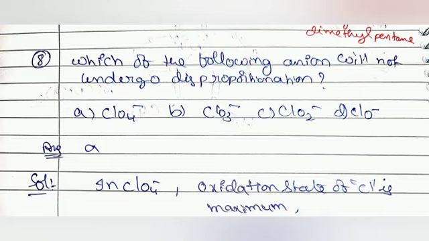Again a basic question. Which of the following anions will not undergo disproportionation reaction? Disproportionation means the one which can undergo both oxidation and reduction. Here if we look at the oxidation states, ClO4 minus perchlorate ion, the oxidation state of chlorine is +7, which is maximum for chlorine. So it cannot undergo further oxidation. That means it cannot undergo disproportionation reaction. Generally the atom with the intermediate oxidation state will undergo disproportionation reaction.